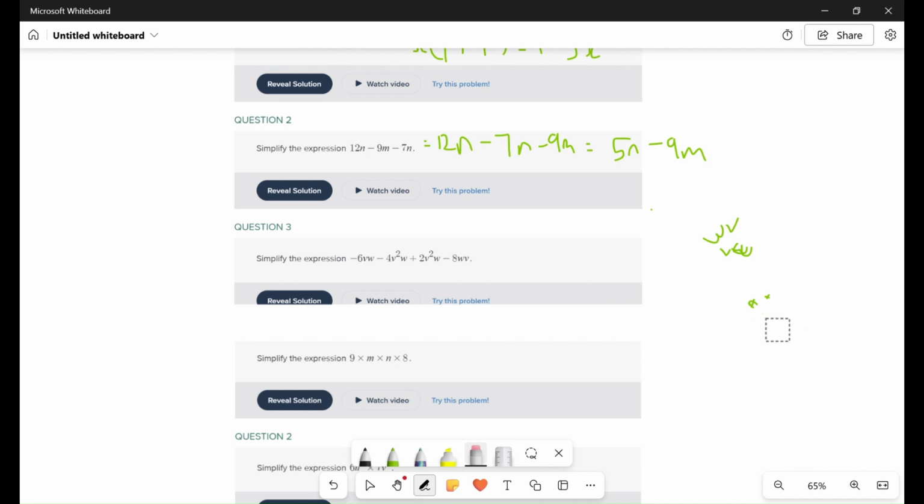What this means is that this and this are like terms. So minus 8 minus 6 is minus 14 vw, and minus 4 plus 2 is minus 2 v square w. And note one more thing, x and x are like terms, but x and x square are not like terms. Okay, so it literally has to be the same.